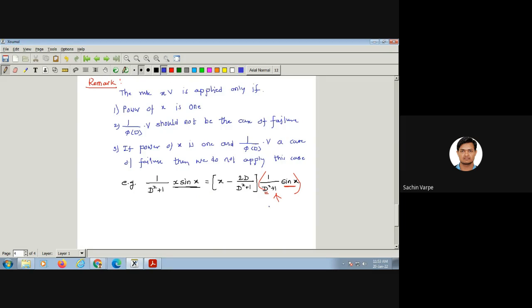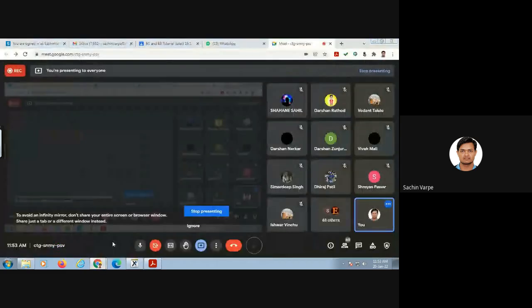Clear to everyone? Clear to everyone? Everyone please do reply in chat box. सबको clear है?